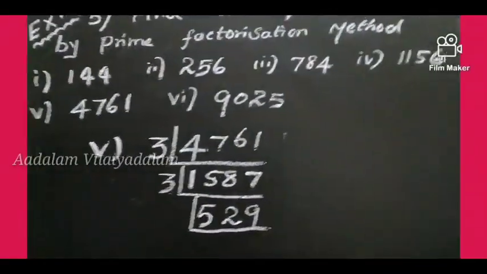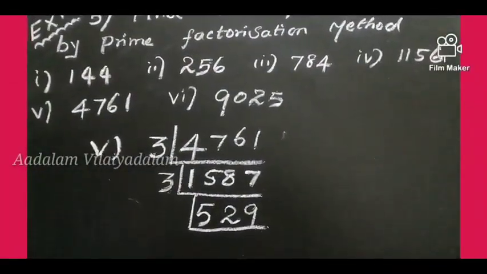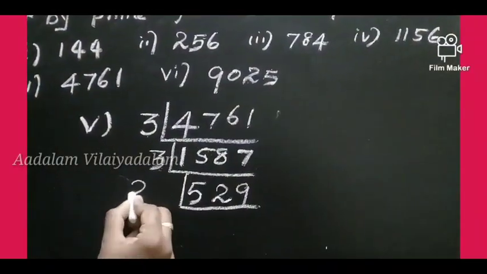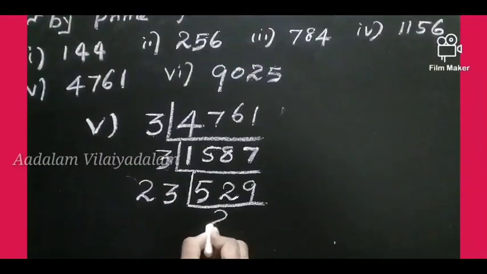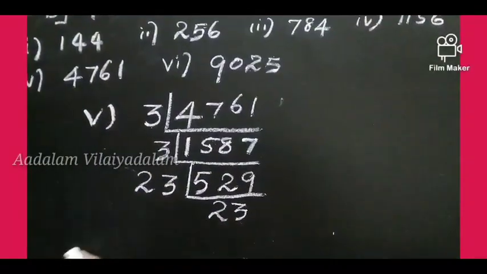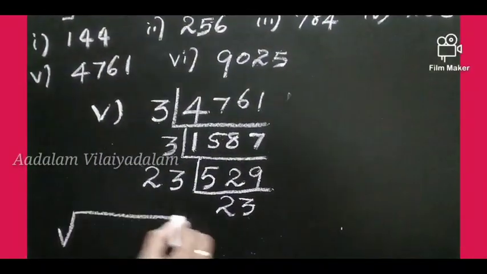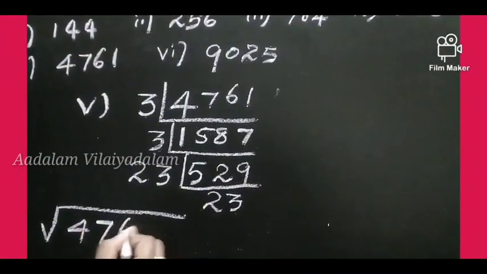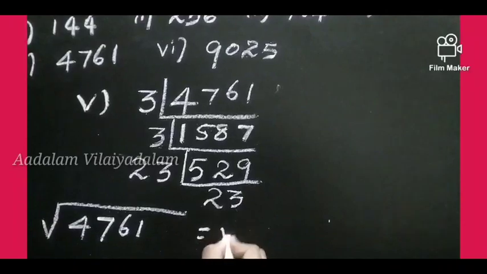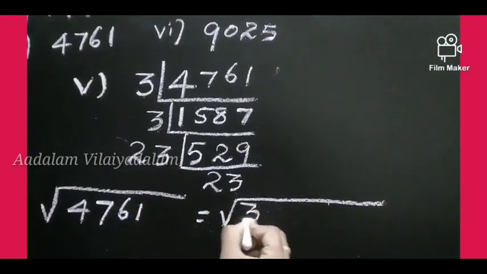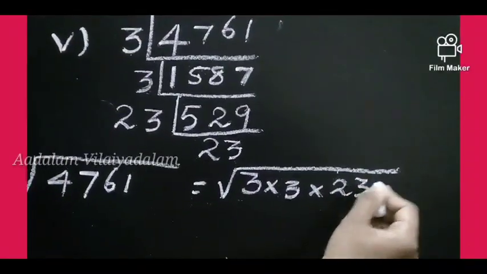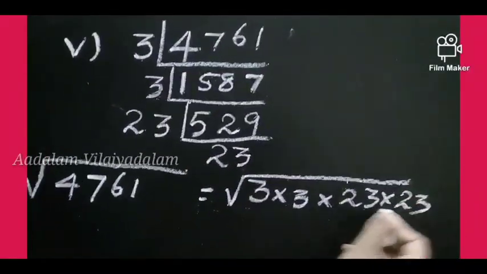Here the last number is an odd number, so we have to check the odd numbers only. Here 529, so only the 23 table is possible. 23 23s are 529. So square root of 4761 equal to square root of 3 into 3, 23 into 23.